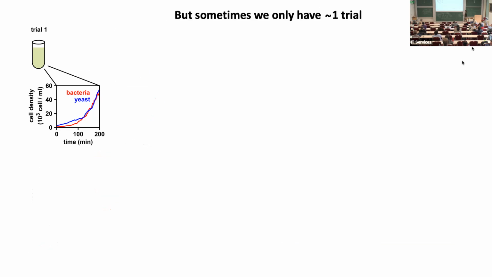Okay, so that was wonderful, but often we only have one trial. So maybe we only have one biogas plant in Leeds, or we only have one Earth whose climate we're measuring. And I call this the N of 1 problem. So how do we deal with the N of 1 problem?